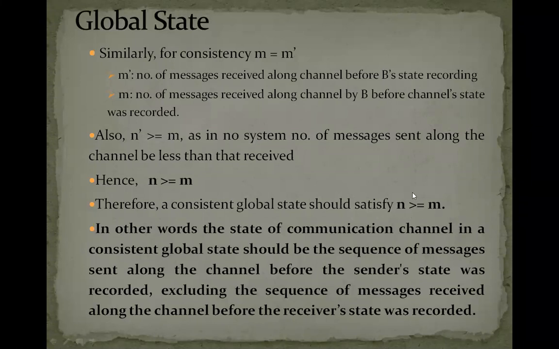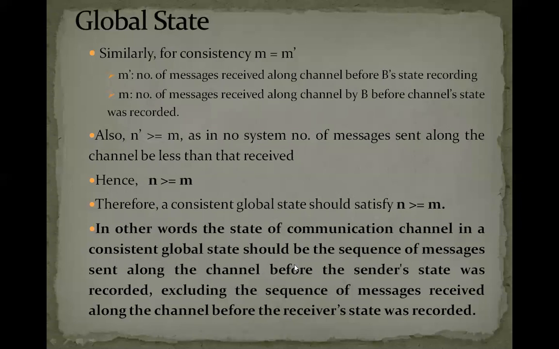How we are going to define this, n should be greater than or equal to m, is written here: the state of the communication channel in a consistent global state should be the sequence of messages sent along the channel before the sender's state was recorded, excluding the sequence of messages received along the channel before the receiver's state was recorded. Meaning thereby, this global state will be said to be consistent.